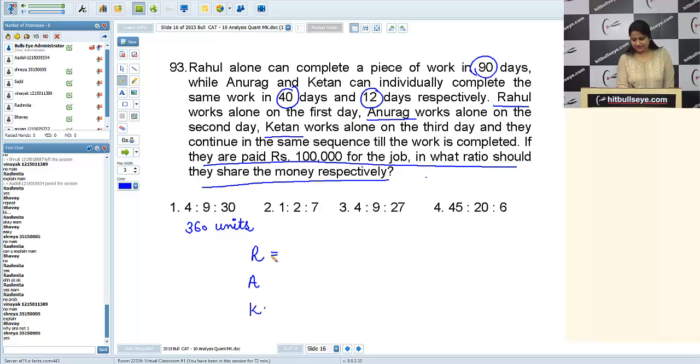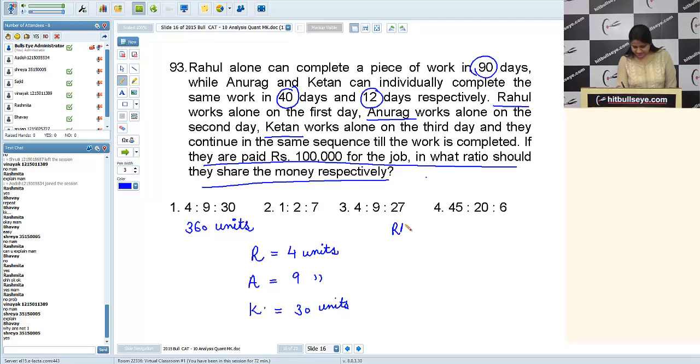Now Rahul can complete 360 units of work in 90 days. It means in one day he'll do 4 units. I'm taking 360 by 90. And for Anurag it will be 9 units. And for Ketan it will be 30 units.